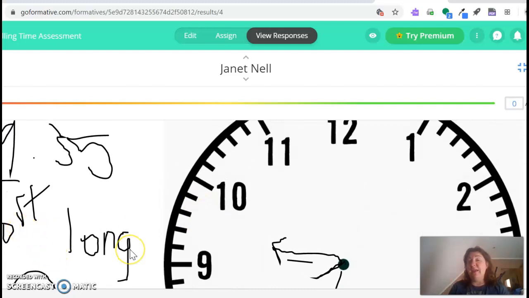And I went over short and long hand because I knew that was confusing a lot of the kids when I did that. So that is GoFormative. It's awesome. You can create things and upload them right to your Google Classroom.